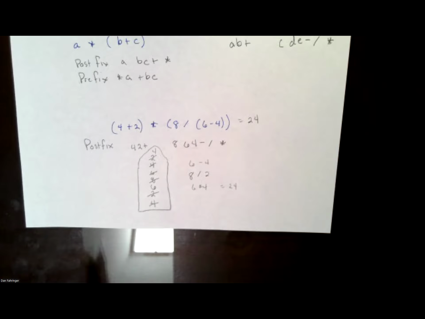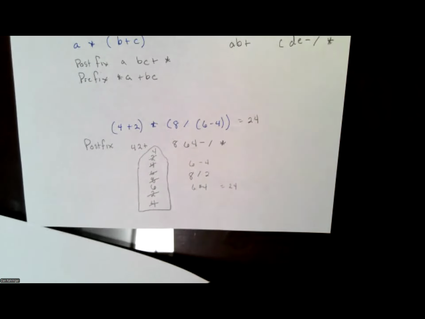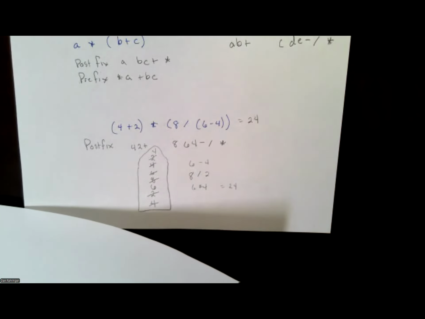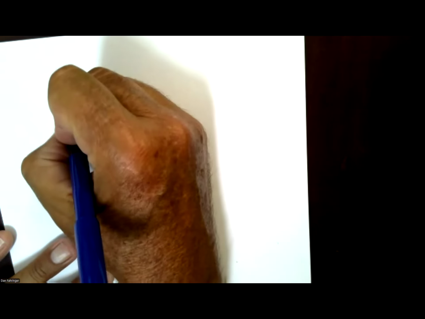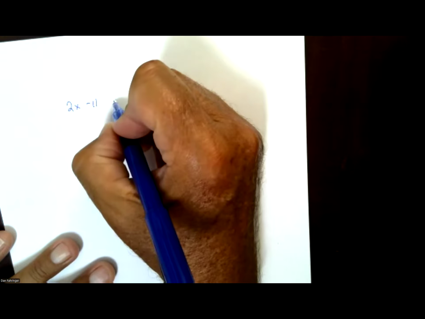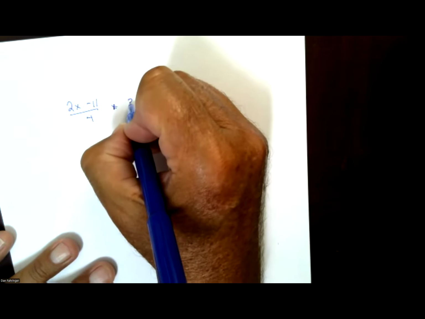Okay. Do you want to do something a little bit advanced one time? Yes. Sure. Okay. So I'm going to give you an expression. Let's see what I got. Just going to make something up. I'm going to do 2x minus 11 divided by 4 times 3y.